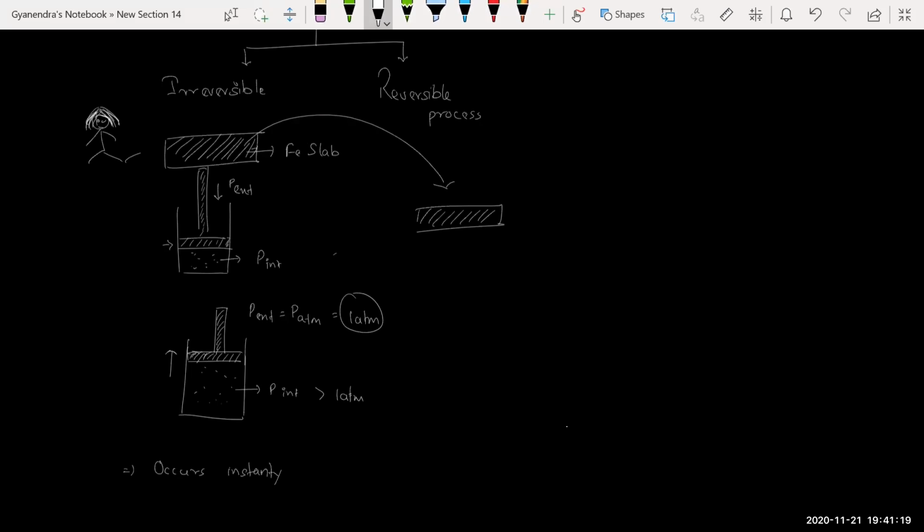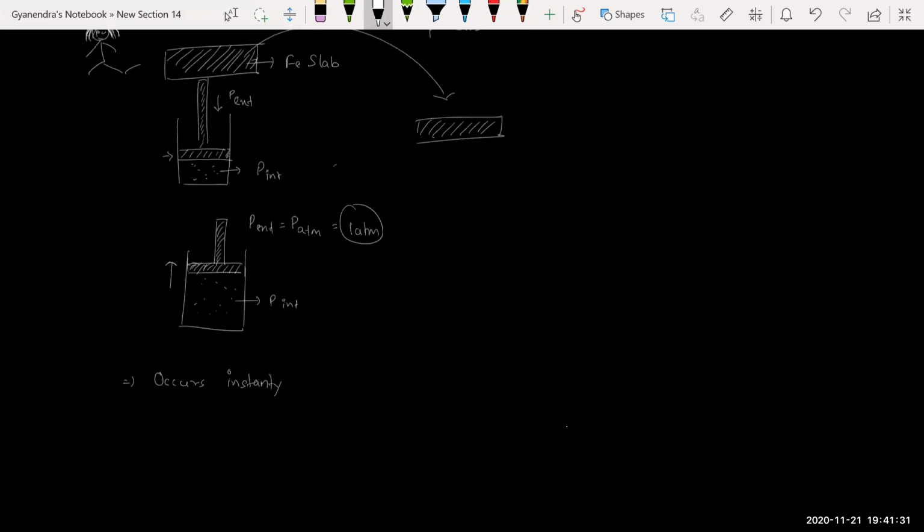So what will it do? It will allow it to stay there, or it will completely move up because of the high pressure of the gas inside. Sir, it will completely move up. And that will not take more than an instant. It occurs instantly. Is that clear? Clear, sir.